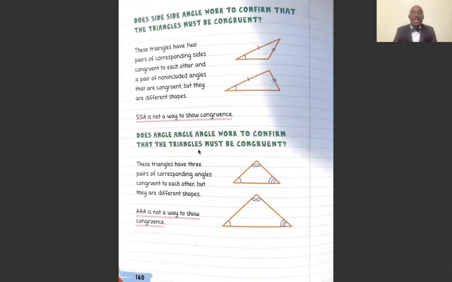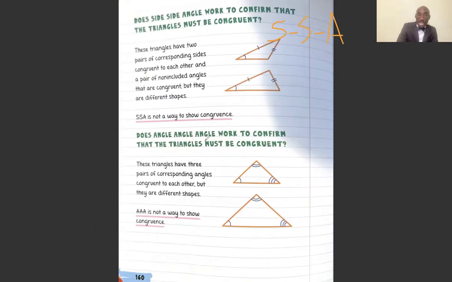Last but certainly not least, does side-side-angle work to confirm the triangles must be congruent? So this is talking about, is there a world where SSA works? These triangles have two pairs of corresponding sides congruent to each other, and a pair of non-included angles congruent, but they are different shapes. See? So notice, two sides are congruent, but they have different shapes. SSA is not a way to show congruence because you can have different configurations, different shapes with this system.